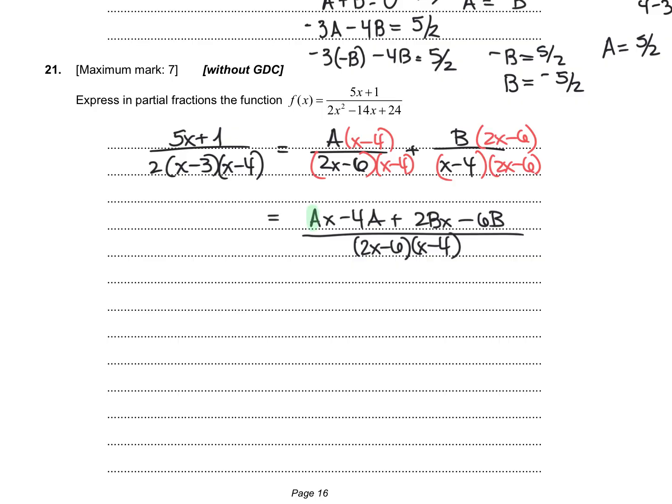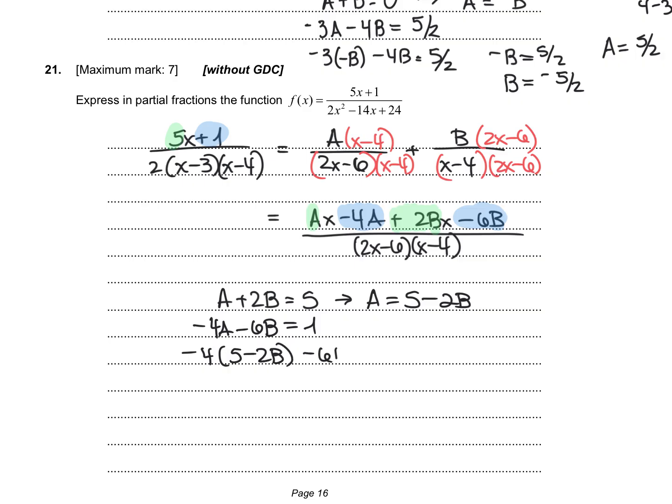So we have the a plus 2b is going to equal our 5, because that's the coefficient of the x. And we're going to have negative 4a minus 6b equals 1. So we can solve for a, substitute it in, and solve this one.